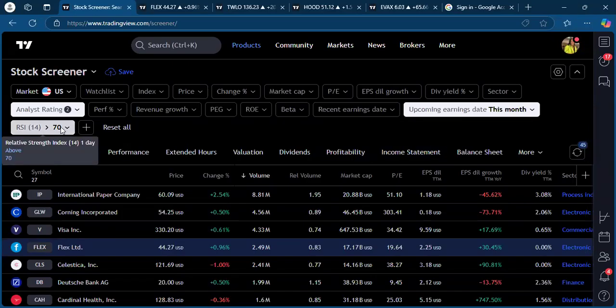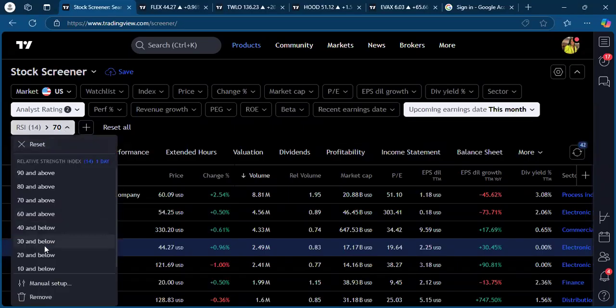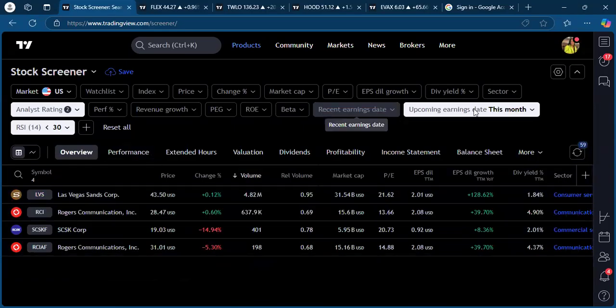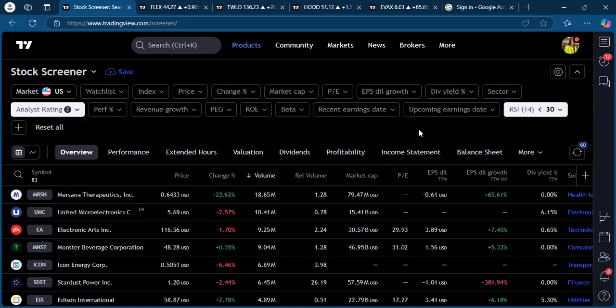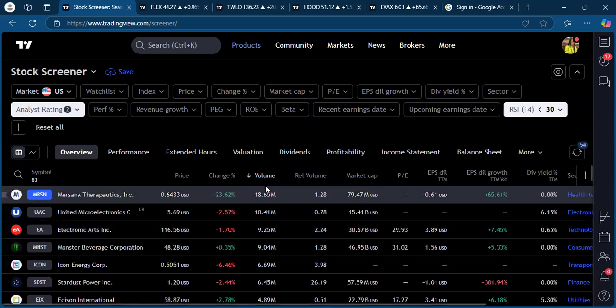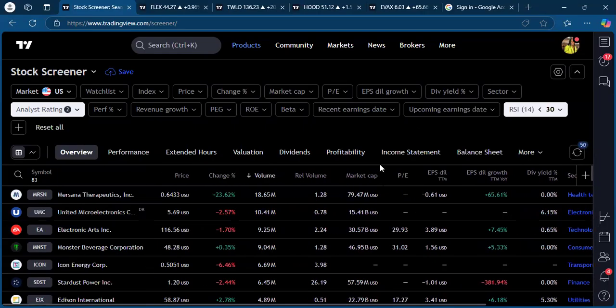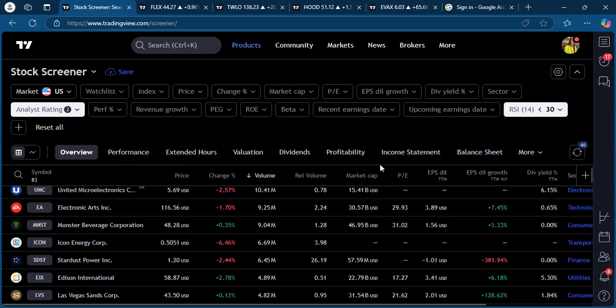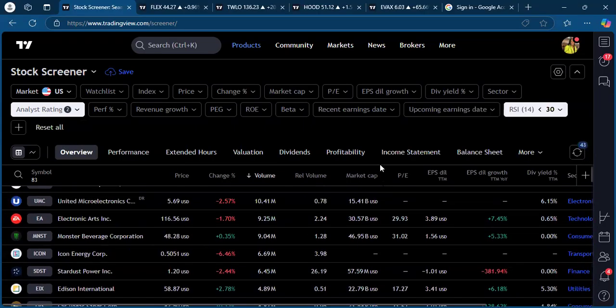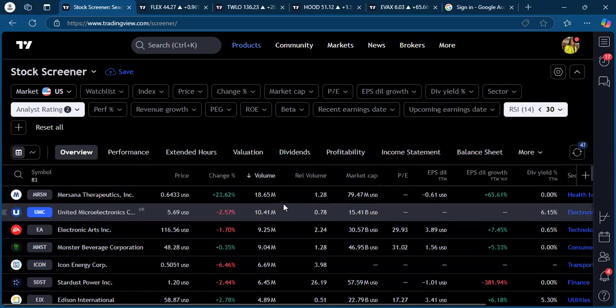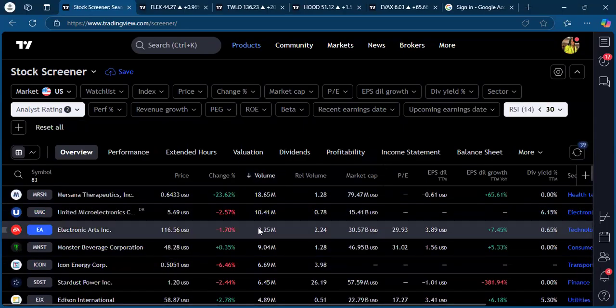Now you can also set your RSI to 30 and below. We'll take off the earnings. We'll still focus on strong buy because these would be stocks that analysts consider a strong buy, but their RSI shows oversold. They have an RSI of 30 and below. We're still focused on volume.